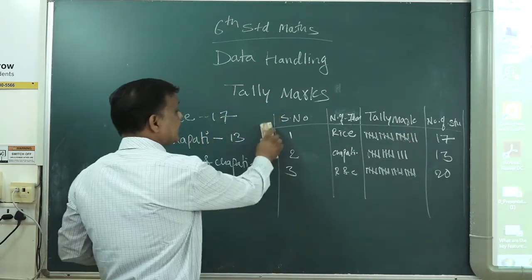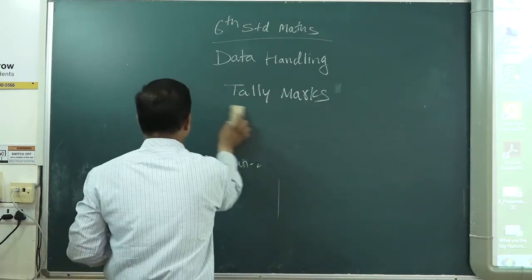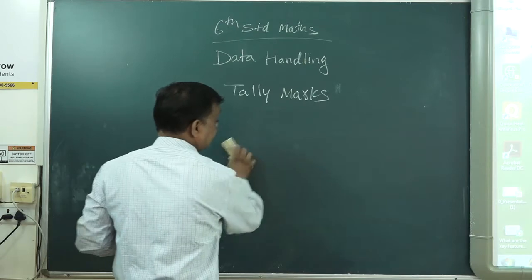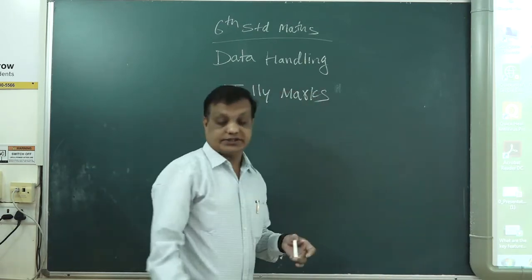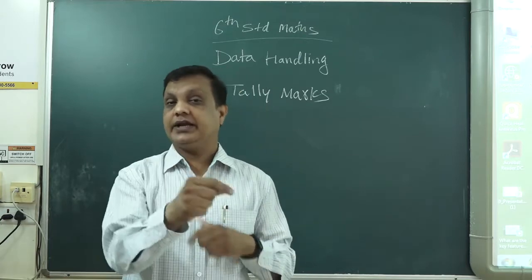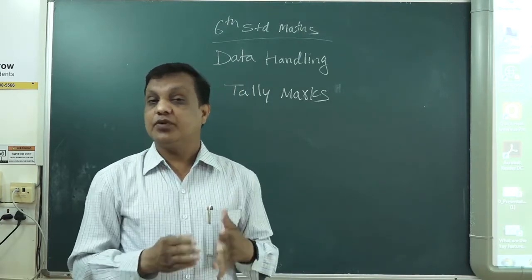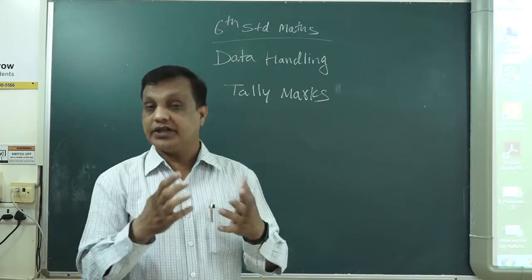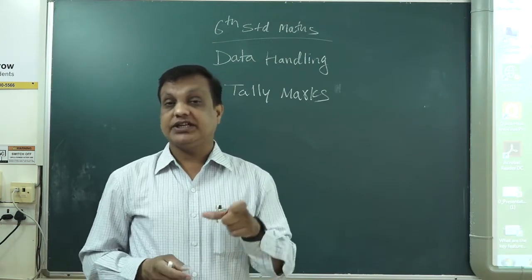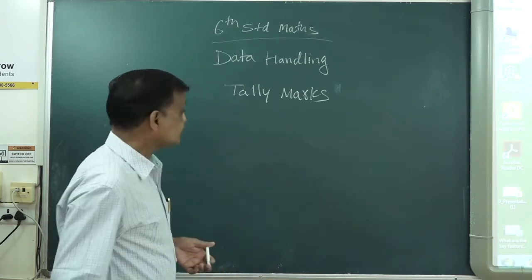Now next we are going to show a pictogram. Now what is a pictogram? The data which is represented in the form of pictures. Whatever information we represent in the form of pictures, with the help of some symbols or some figures, that is called a pictogram. Now we are seeing the pictogram.